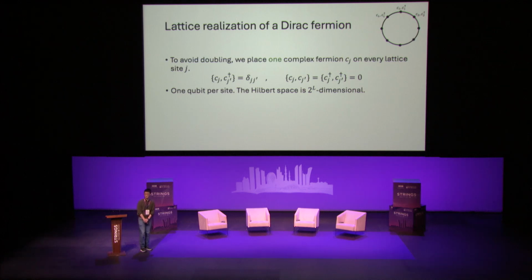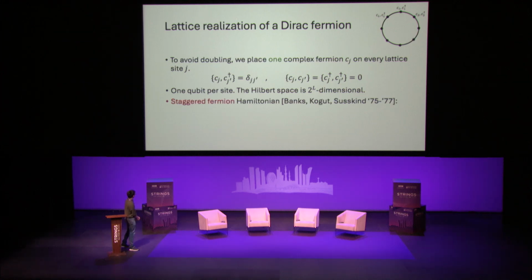Now I have to tell you the Hamiltonian that will eventually flow to the desired quantum field theory that I'm shooting for. And that's the standard staggered fermion Hamiltonian that has been considered by Banks, Kogut, and Susskind in a series of works back in the 70s. I'm going to start with the simplest possible staggered fermion Hamiltonian. It involves nearest neighbor interaction. It doesn't get simpler than that. And I want to preserve at least one U1, so everything comes in pairs of C C dagger.